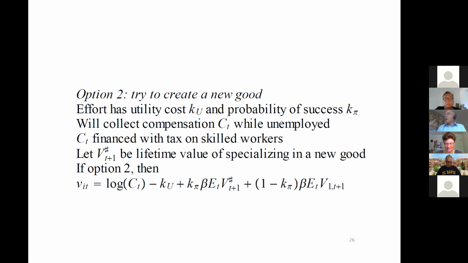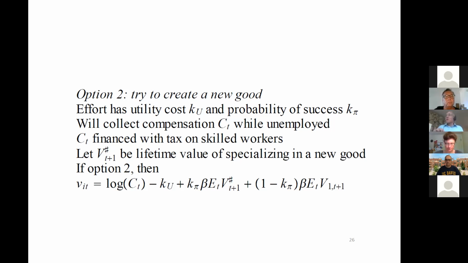And I'm thinking of both K_u and K_pi as technological parameters. These are the key frictions. It's not that easy to create a new good. And I'm just taking these as exogenous givens from the technology. And these are the key frictions in the model.